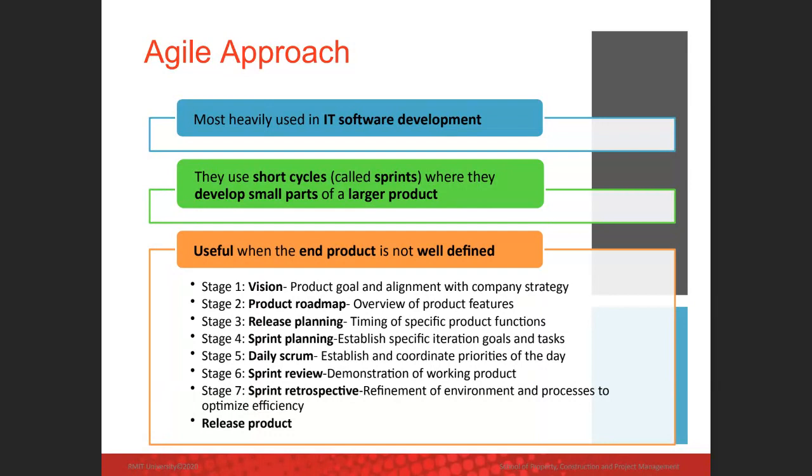Exactly. Agile is more suitable for IT projects or business management projects. We use short cycles that we call sprints. In those sprints, you will have a phase where there is a vision, and then the product roadmap, and then sprint planning, and so on. So it's actually suitable for projects where the end result is not well defined. You don't know exactly how the end will look.